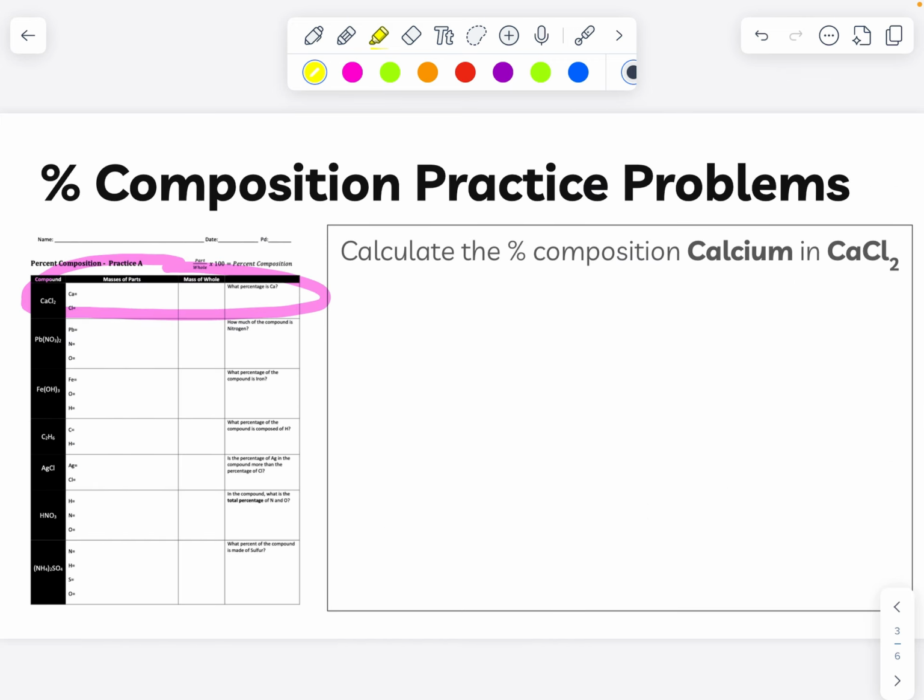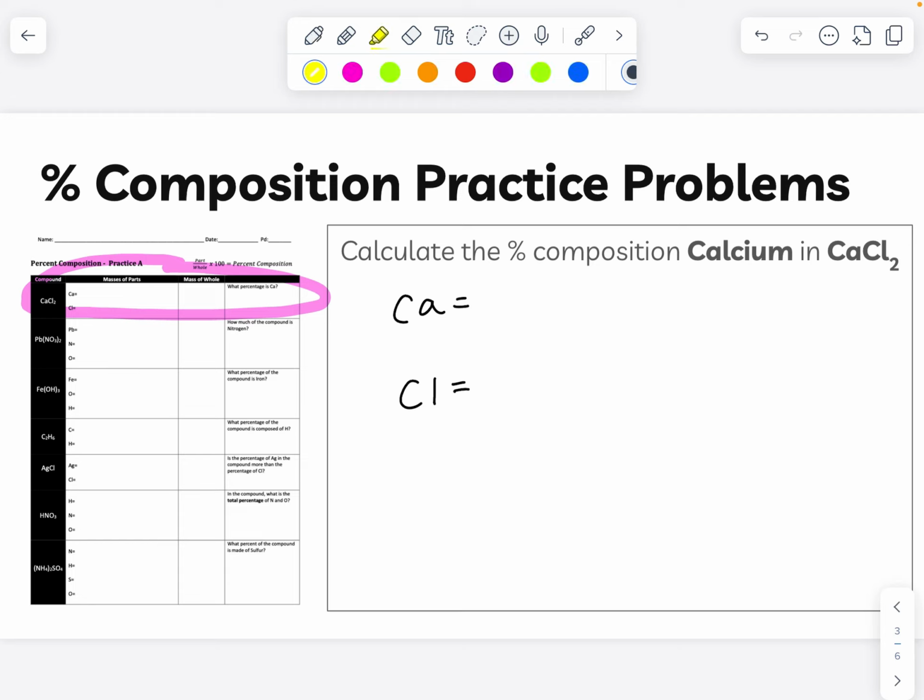So let's look at some real problems. This goes along with the practice sheet that you were given. We're going to do the first problem together. So it talks about calcium chloride. The first thing that I do is I write down my 2 different elements in this compound. I have calcium and I have chlorine.